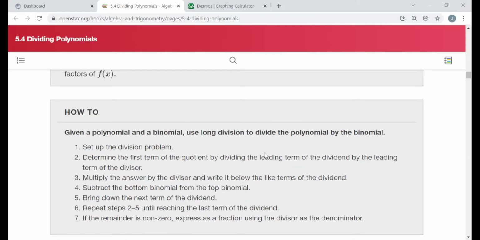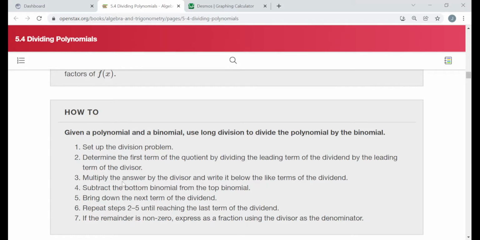Alright, so here are the steps I'm going to follow. Given a polynomial, and now I don't know why they're doing a binomial. Really, this is for any two polynomials. Here's how you use long division to divide polynomials. Step 1, set up the division problem, which I'll show you. Step 2, determine the first term of the quotient by dividing the leading term of the dividend by the leading term of the divisor.